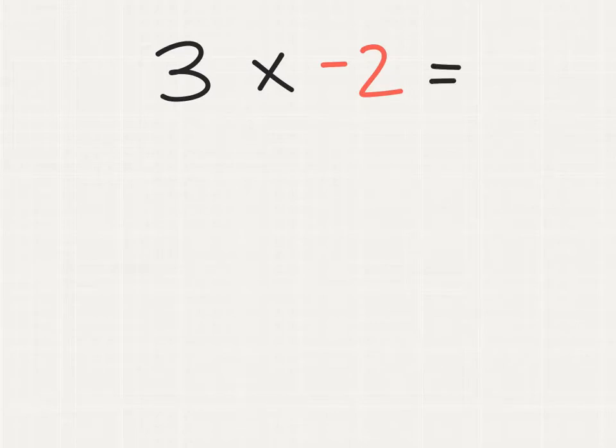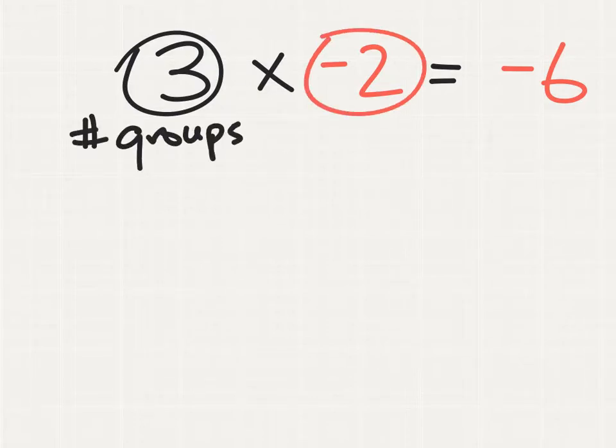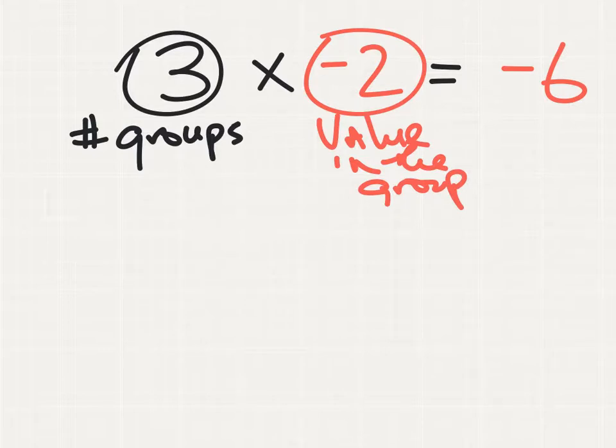So if I had the problem of 3 times negative 2, I could already predict that the product or solution should be negative 6. Remember, the first integer tells me the number of groups. The second integer tells me the value in the group. So I need 3 groups, and inside of each group I need to have negative 2.